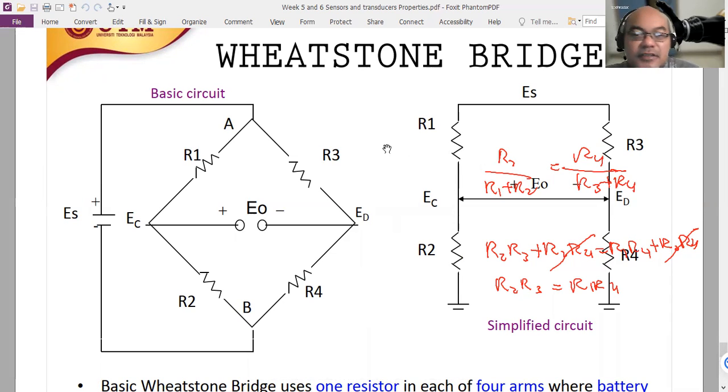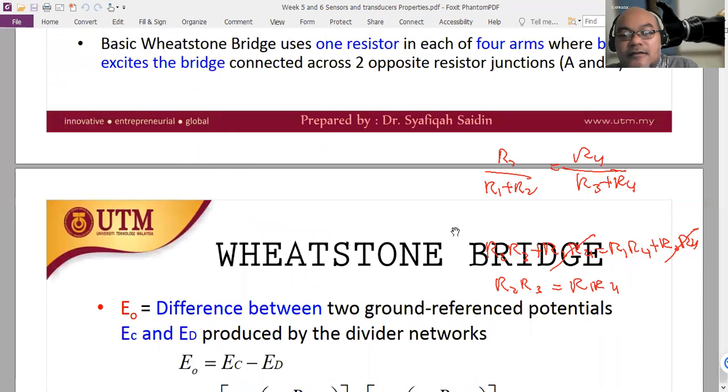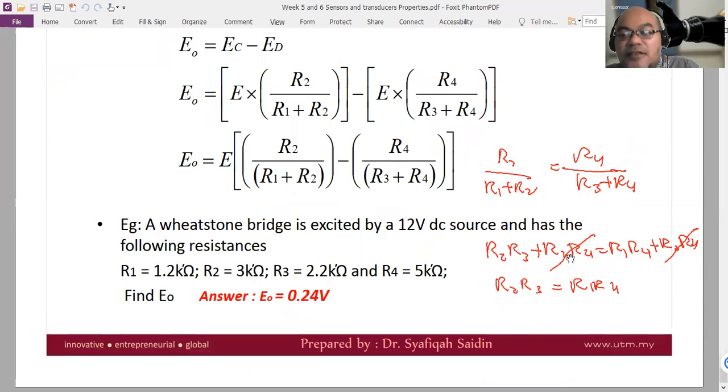This is the condition if you want to balance the output of the Wheatstone bridge, such that when there is no stimulus at all from the sensor, which could be R1, R3, or R2, R4, depending on where you want to put the sensor, there is no offset. When this condition is fulfilled, we obtain E output equal to 0 whenever there is no stimulus to the sensor.